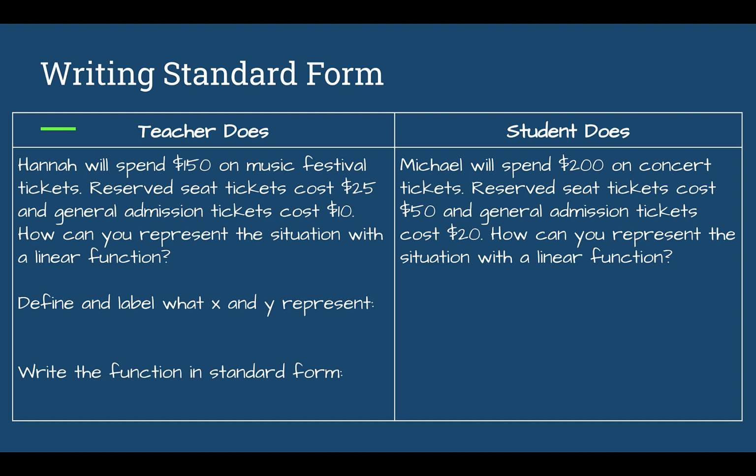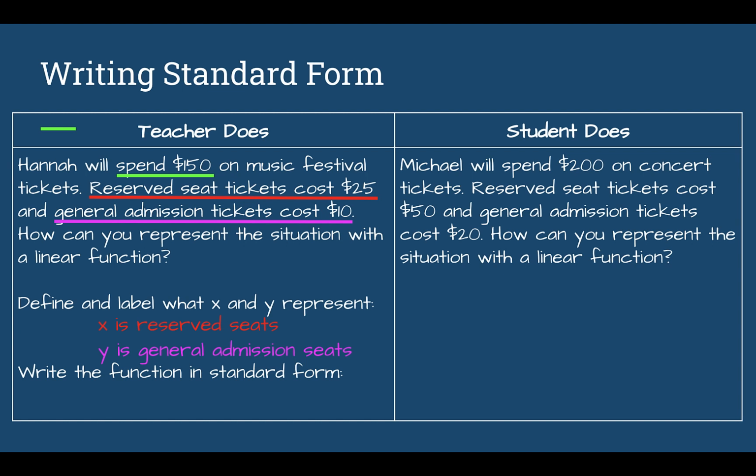First, define and label what x and y represent. What that means is just something is x, something is y. What are the two things that are happening in the situation? Or what are the two things that you could possibly decide between? We could decide between reserve tickets and general admission tickets. So if I say that x is reserve tickets, that's one of my options. Y is general admission. I also know in the problem that she's going to spend $150. That's important too for our total in our equation.